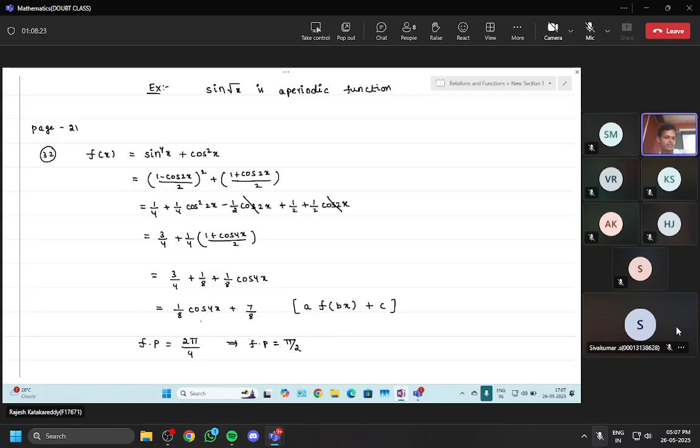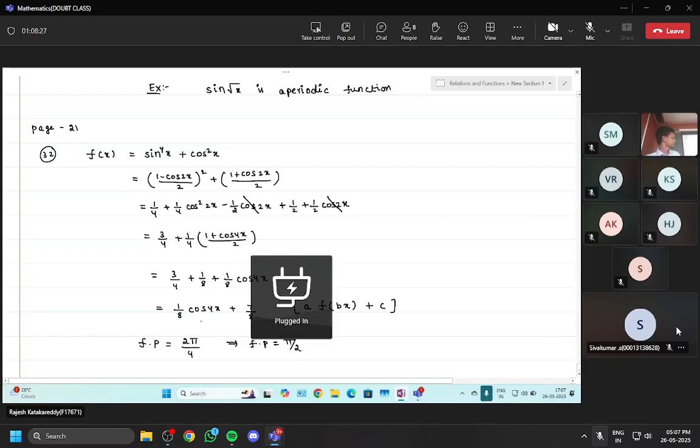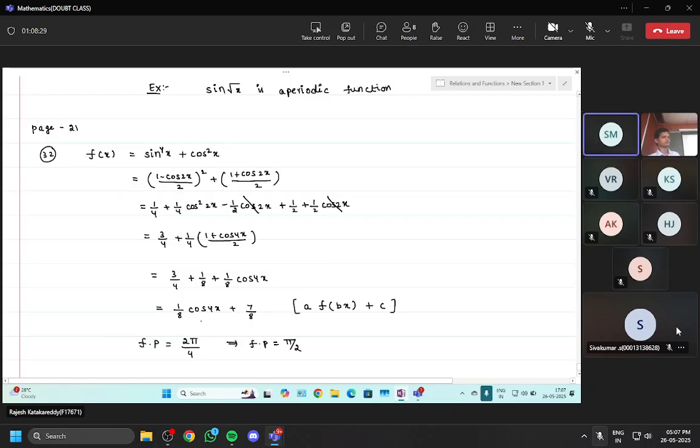Anything else, online students? No, sir. See, they will give you some functional relations or functional equations, and we need to find the fundamental period. I'll give you some problems we'll solve on that as well, where just functional equations or relations will be given, and we need to calculate the fundamental period. Page number 37, problem number 30.